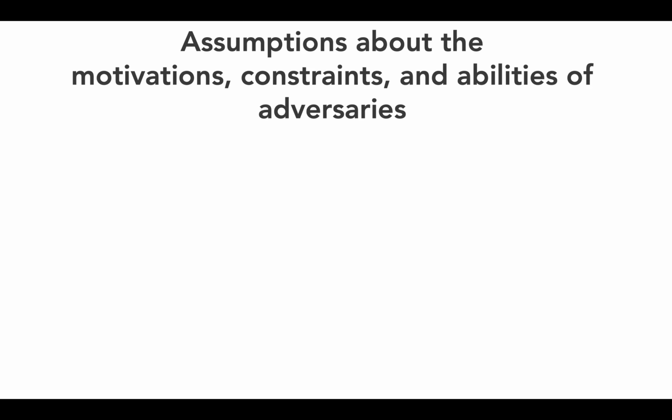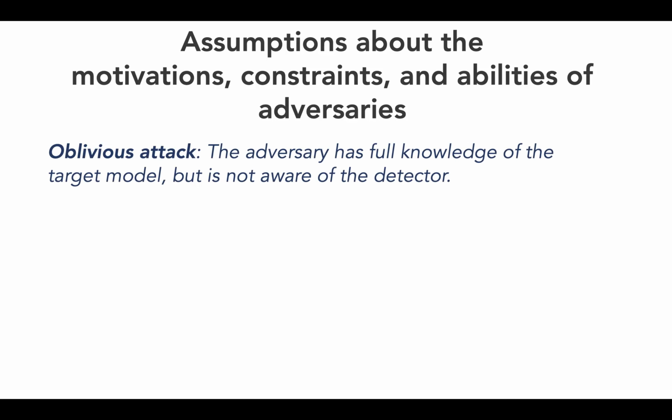In terms of our assumptions, it's important to be explicit about our assumption about the adversary. If we assume that the adversary has full knowledge of the target model that they're trying to attack, but is not aware of the detector that the system has in place for catching adversarial attacks, we say that the attacker is launching an oblivious attack.